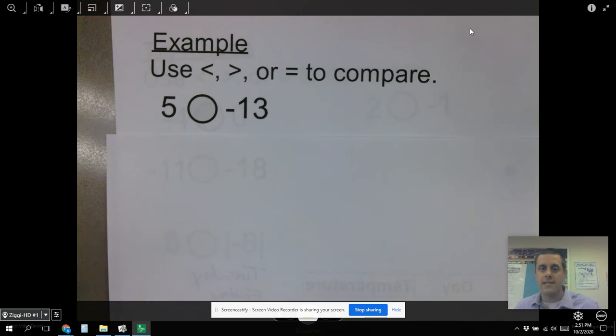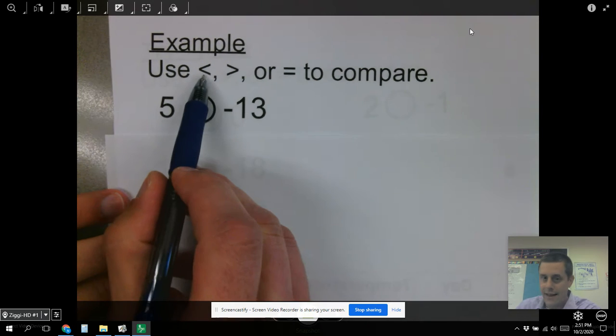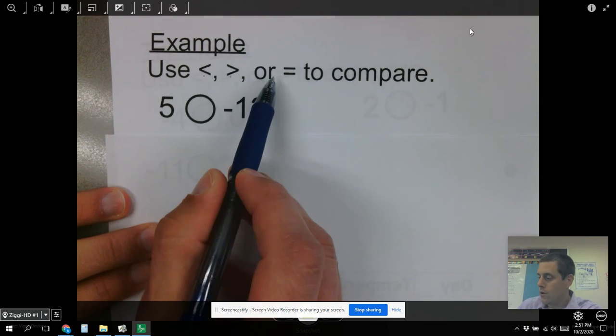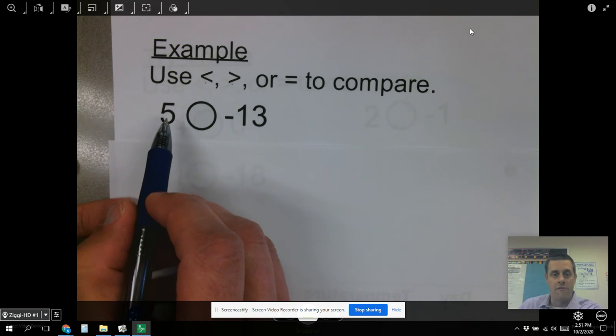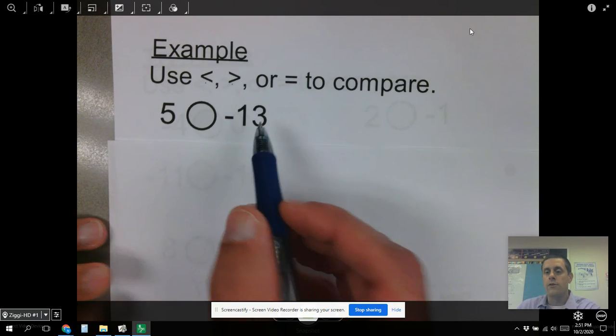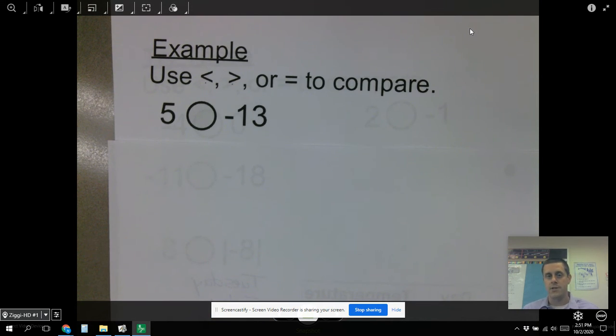All right, the next type of example I want to talk about is just comparing values of integers using a less than, greater than, or equal to sign. So our first two integers to compare are 5 and negative 13. To think about their value, think about their position on the number line. The number that is further to the right has a greater value than the other number, or the number that is further left on the number line would have a lesser value.